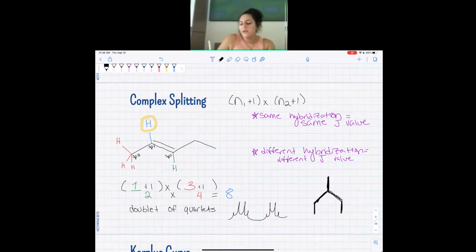So if this signal has one neighbor, we do 1 plus 1. This would be a doublet, and that's shown in the peaks here. The distance between those peaks, that is the J value. I will give you a moment to take a look at this, and then we can do some examples for coupling or complex splitting, or we can go through this again. So take a moment.